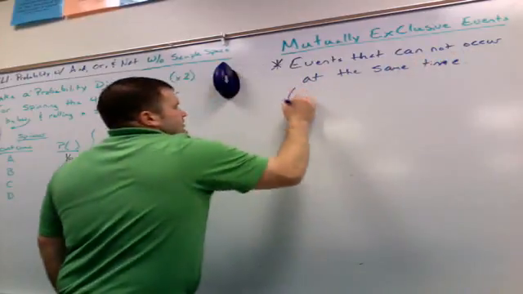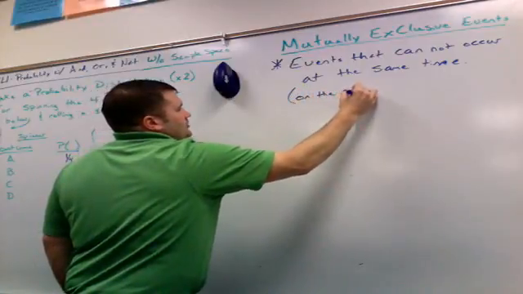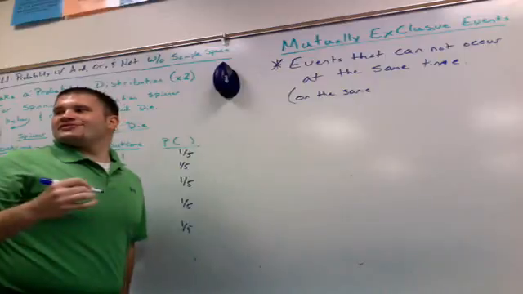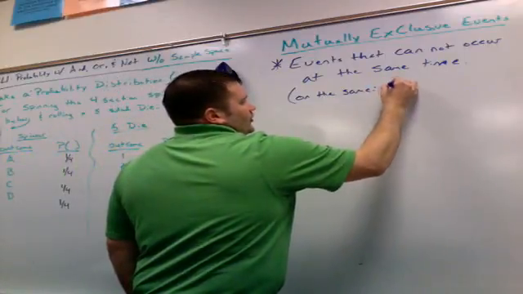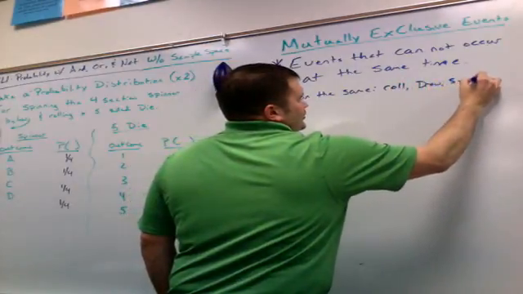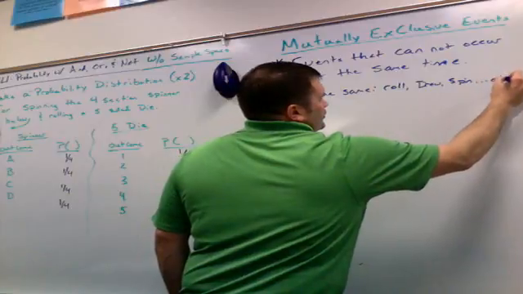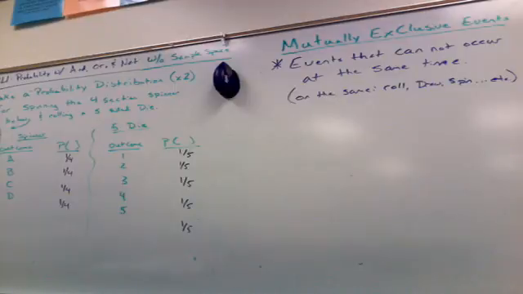Now I'm going to put in parentheses "on the same" colon roll, draw, spin, etc. Because there are events that can happen on consecutive draws or spins or rolls that we'll talk about. When we're talking about mutually exclusive, we're saying they can't happen on the same draw, on the same roll, on the same spin.